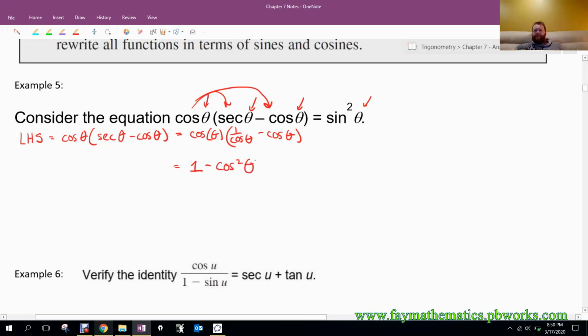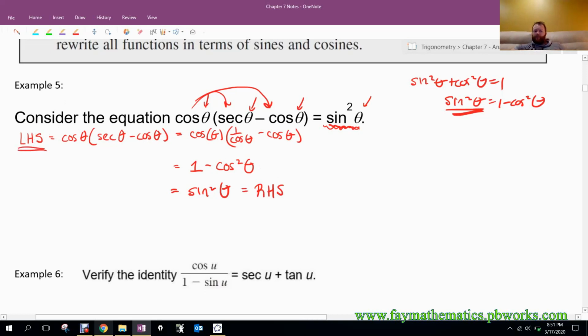gives me that. And now if we remember, sine squared theta plus cosine squared theta equals 1. If I subtract cosine squared from both sides, I get that. Which now I can make the substitution. 1 minus cosine squared theta is equal to sine squared theta, which is what we wanted to get to. We wanted to start with the left-hand side and transform it so that it became the same as the right-hand side. So what we'll say then is that this is equal to RHS. This organization of our work shows that we started with the left-hand side, but through substitutions, eventually it equates to the right-hand side.